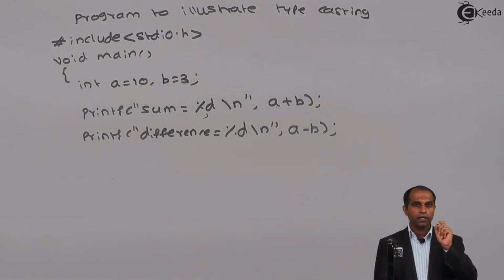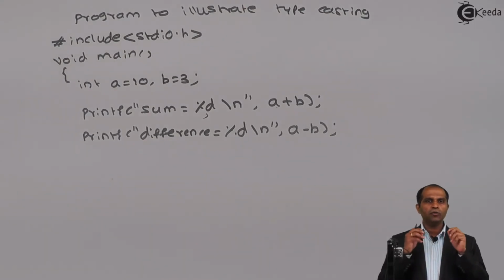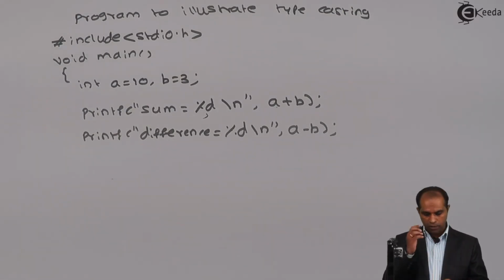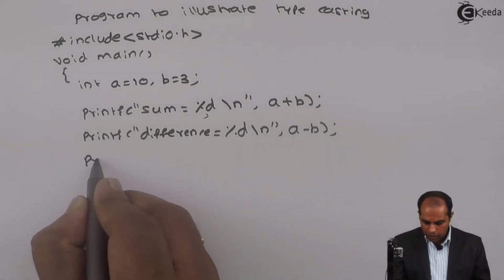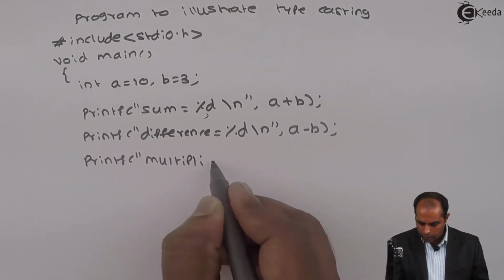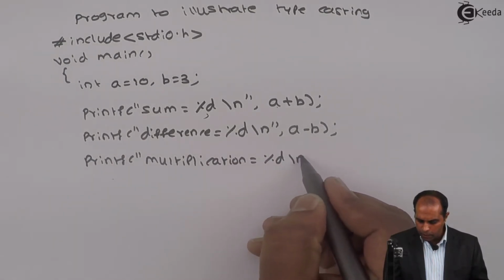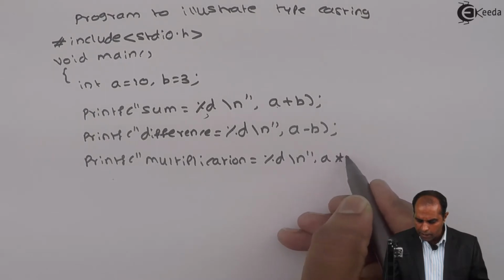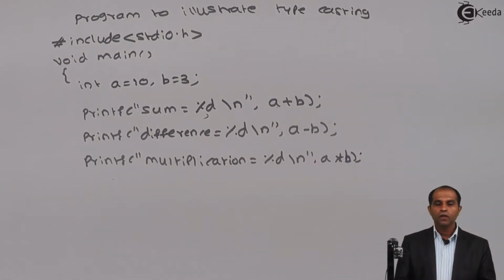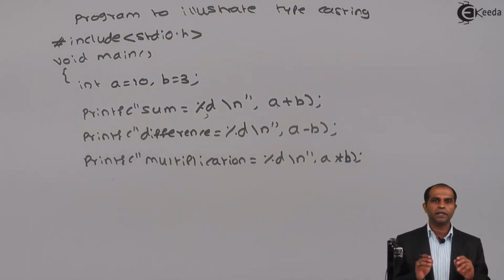So here we are yet to reach the title, that is typecasting. Because when we add two integers, the result is integer. When we subtract two integers, the result is integer. Hence, we don't require a typecasting process for these instructions. Let's try multiplication. So I'll say printf multiplication. Now multiplication is again an integer value, hence %d \n, a asterisk b. So value of a is 10 and b is 3. So in this case, multiplication equal to 30 is displayed.